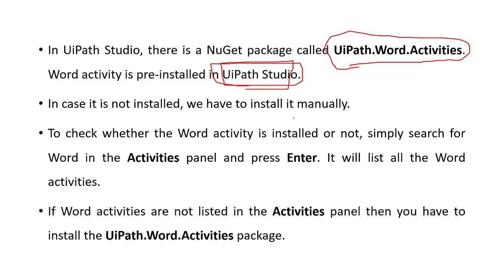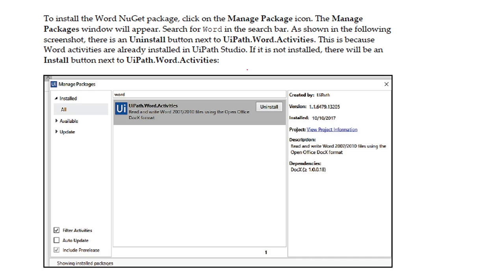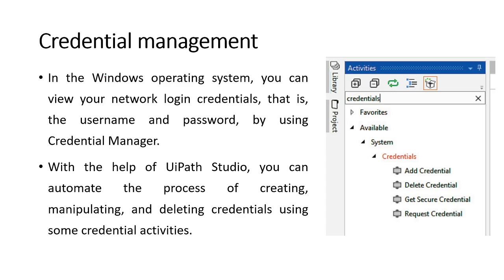As usual, you can check manually. If you want to check manually, simply search for the keyword Word in the activities panel. If you find the Word related activities, then no problem. Your tool has been configured with the Word activities. Otherwise, go to Manage Packages, click on the manage package icon. You will get this window, type Word in the filter box, go through the result and follow the same steps as I said previously. Clear?